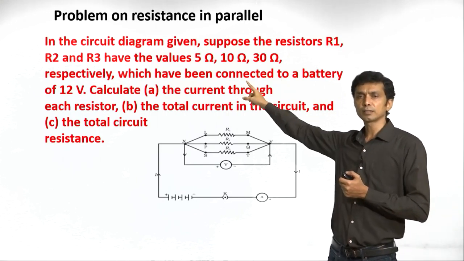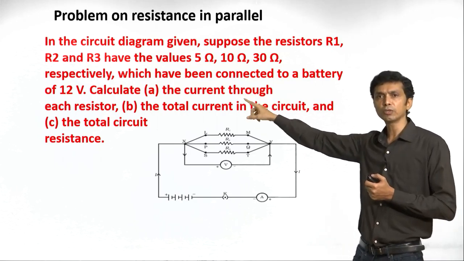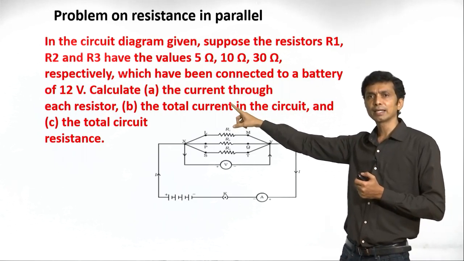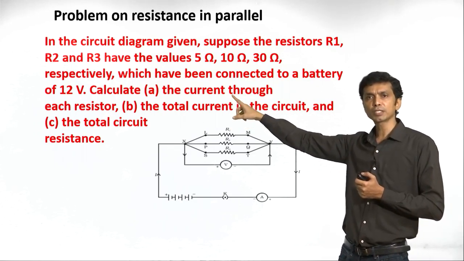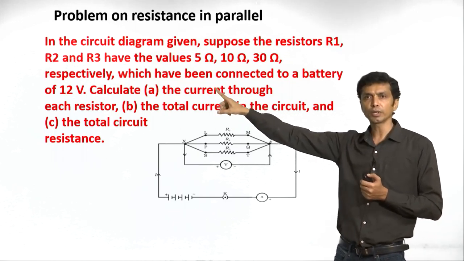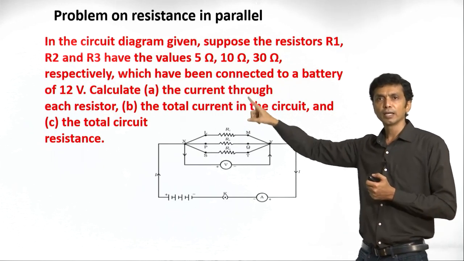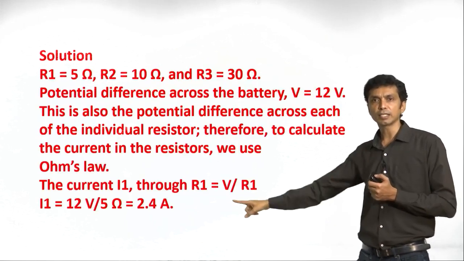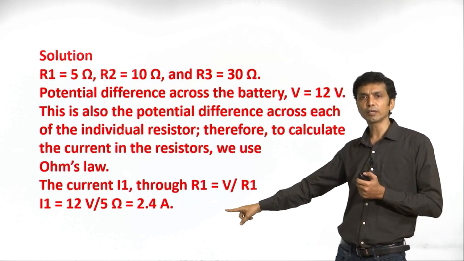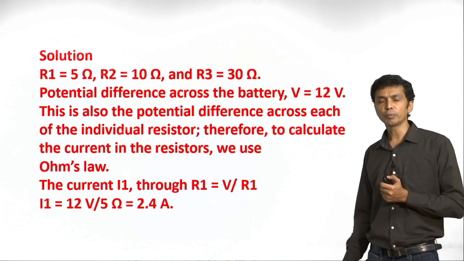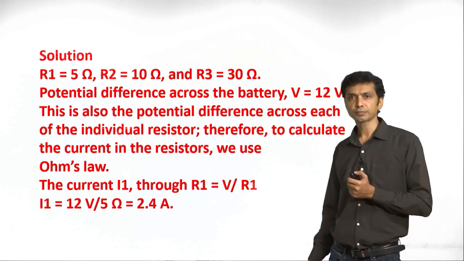So this is how we will solve a problem on resistors. 3 resistors: 5 ohm, 10 ohm, 30 ohm. We have to find the current. V by R, we just saw V by R. V is 12 volt, R is 5. So we will find the first current. Here you can see 12 volt by 5, we will find it as 2.4 amperes.